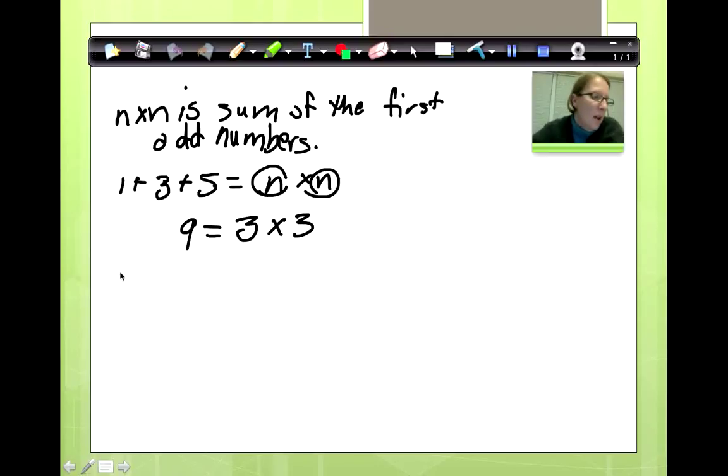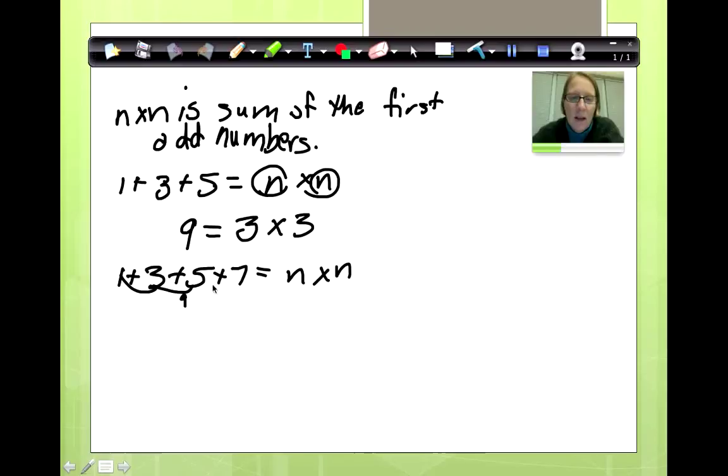Okay, let's do this one. 1 plus 3 plus 5 plus 7. What does that equal? N times n. Okay, let's add it up. 4, 9, 9, and 7 is 16. Okay, what times what, the same number, would give us 16? That's right, it would be a 4. 4 times 4, because they had the same number. Okay, let's do one more, and then I'm going to leave the last couple to you. Let's do the very last one.